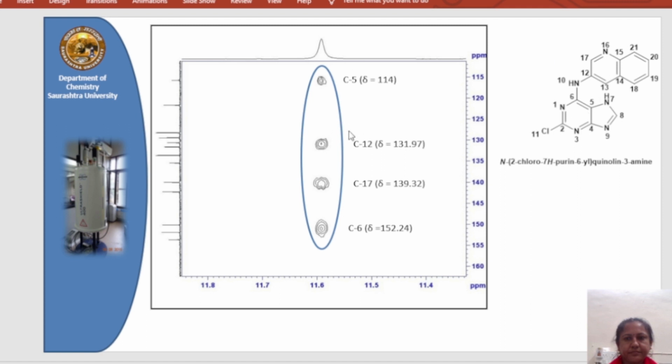When we find the correlation with C12 and C13, it is okay. But the relation with C6 and C5 is only possible when the replacement of the chlorine takes place at carbon number 6. If it were replaced at carbon number 2, we could not find the relation with carbon number 5. So that's how we prove it.